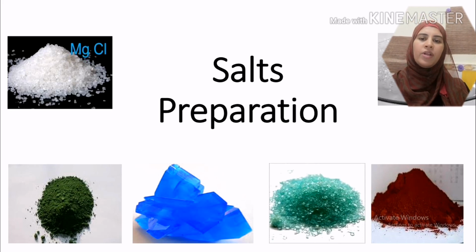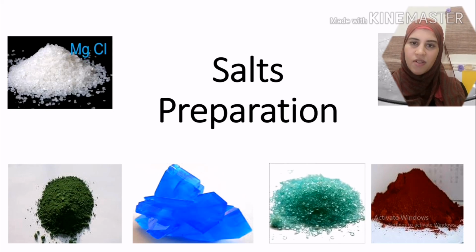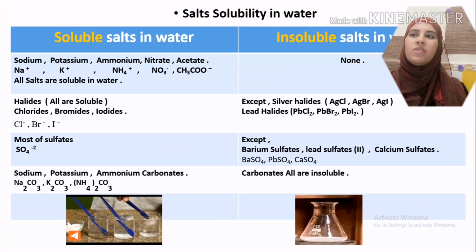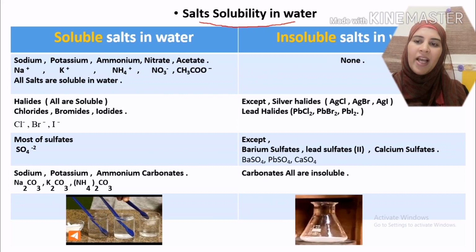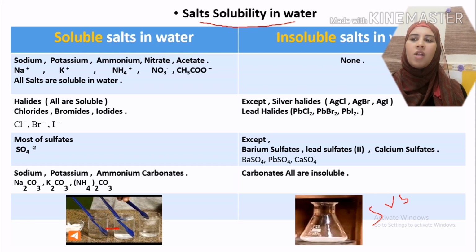Now we will start together to know different types of salts. We have two different types of salts according to the salt solubility in water. We have salts like sodium chloride that can dissolve in water and form a clear solution. And we have salts that are insoluble in water. They form a suspension. So at first you must memorize the types of salts which can form solution and the types of salts which are insoluble in water.